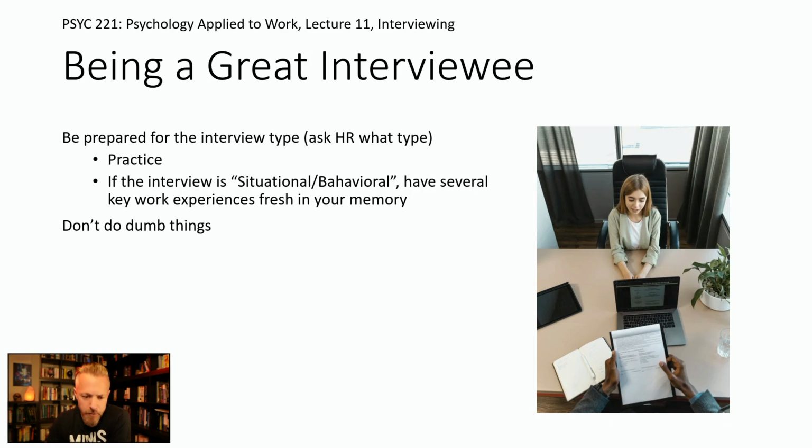Don't do dumb things. Don't show up late. Don't be rude. Don't dress less than the people interviewing you. I always try to dress a little bit more, even if it's a casual place. Doesn't mean that you need to look like a slob.